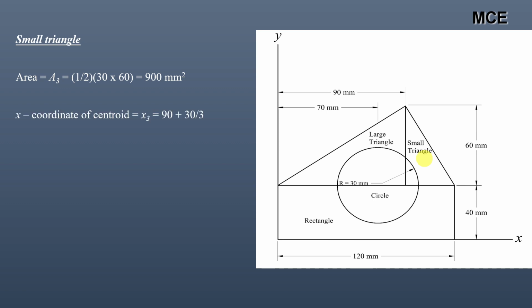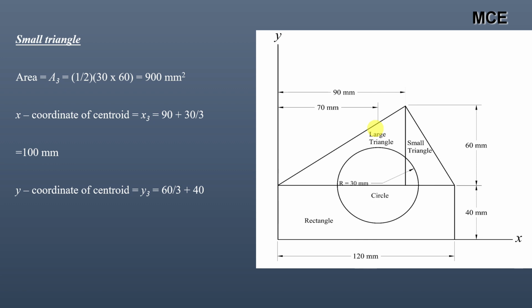After that, the x coordinate will be measured from the y-axis. So first you take this distance, which is 90 mm, and then plus h by 3, or the side divided by 3, and in this case we have to take the distance perpendicular to the y-axis. So we take 30 divided by 3, because the base of this triangle is 30. So the x coordinate of the centroid for the small triangle will be 90 mm plus base divided by 3, which is 30. So 90 plus 30 divided by 3, which is 100 mm.